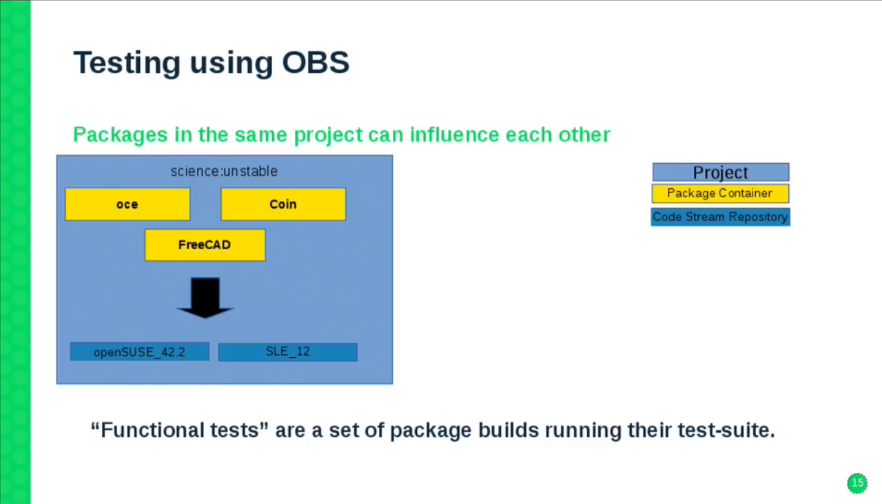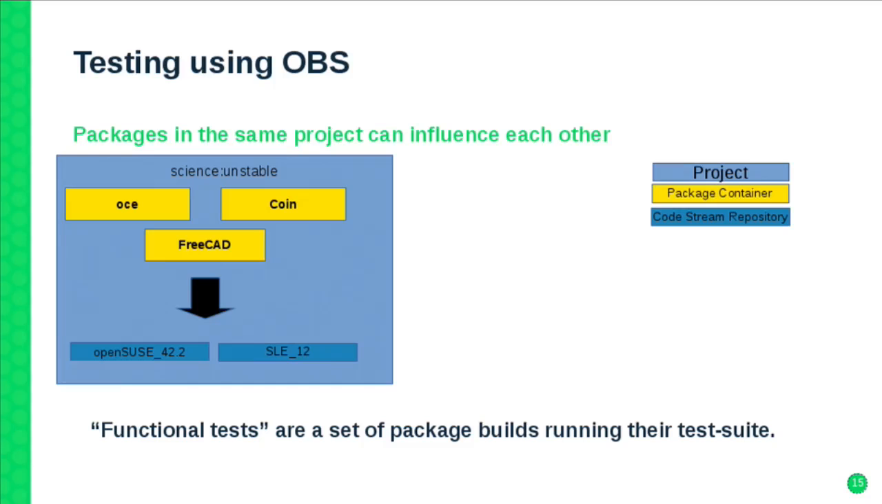Okay, testing. So this is just an example, again a simplified real-life example of the FreeCut package. FreeCut needs some other packages, and I always want to test it entirely. So if I change OCE, it has an influence on FreeCut. So I have a project there called Science Unstable. You can find this in the public build service instance.